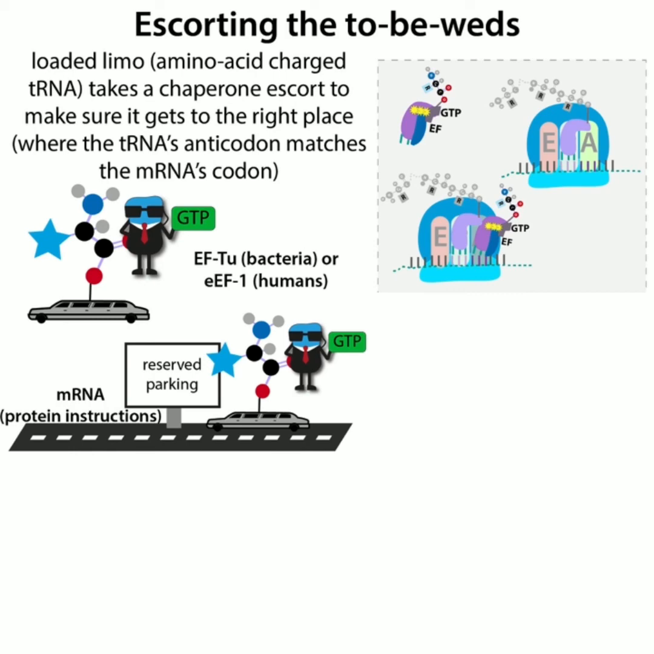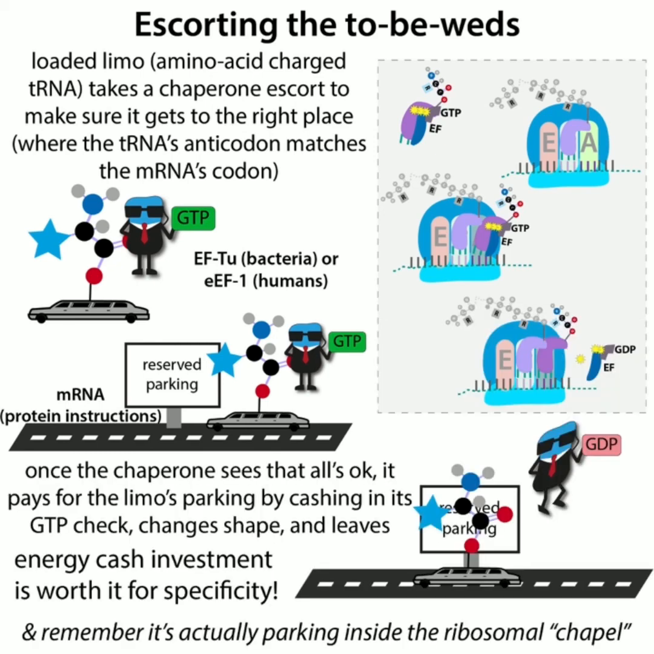So before we were making sure we had the right amino acid tRNA, here we're making sure we have the right tRNA codon match. So once again, we're using energy to pay for specificity. And this is all happening in the ribosomal chapel.